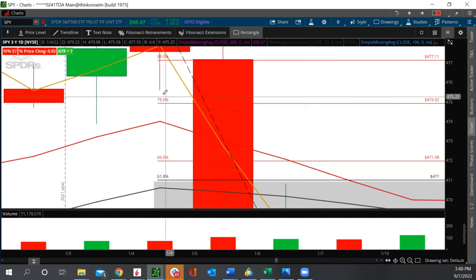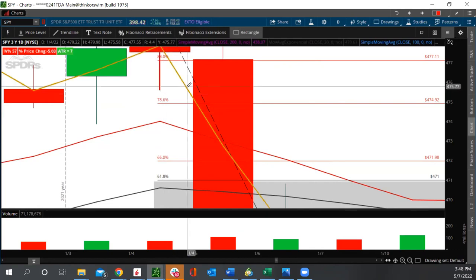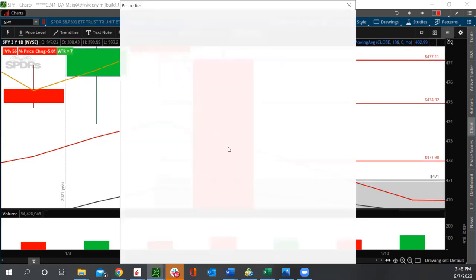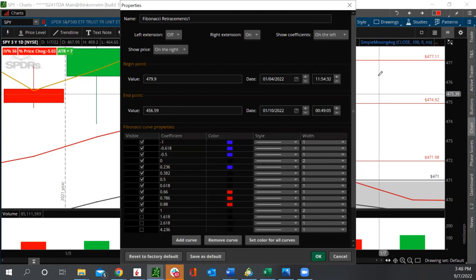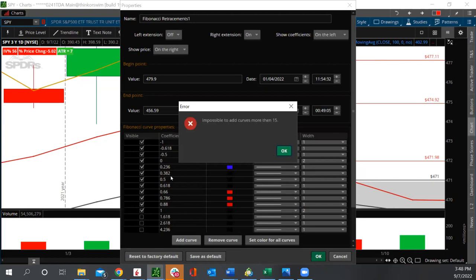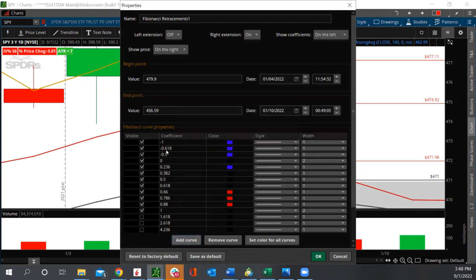Those are not levels that are typically in the default settings. To change that, if you right click on the fib and hit edit properties, you can click on add curve, and I'm already at my max number. But if you click add curve, you can create your own levels. Again, the standard levels are in here, right?